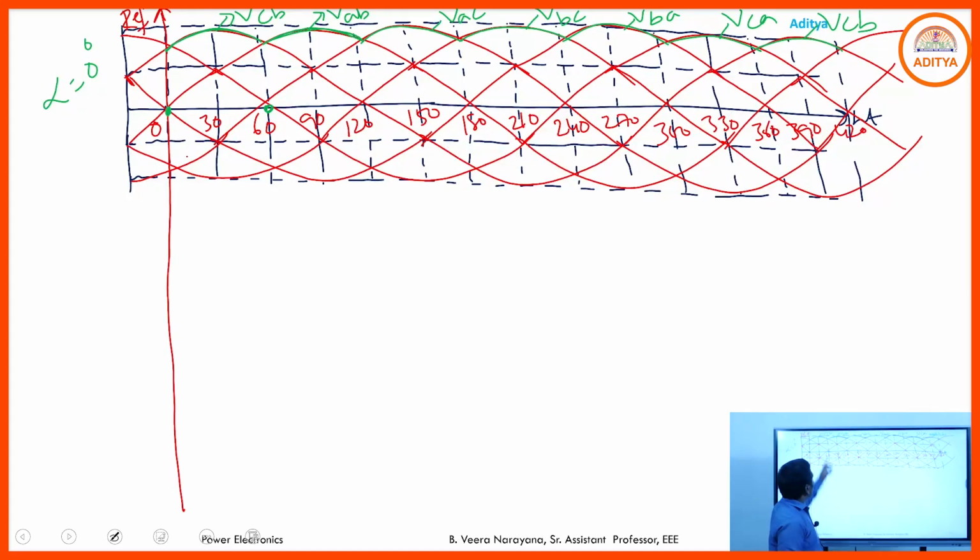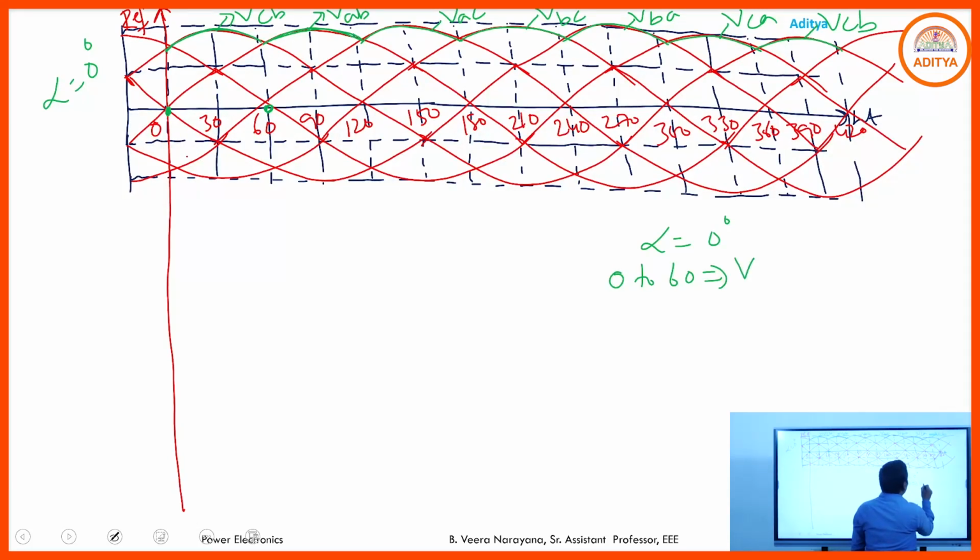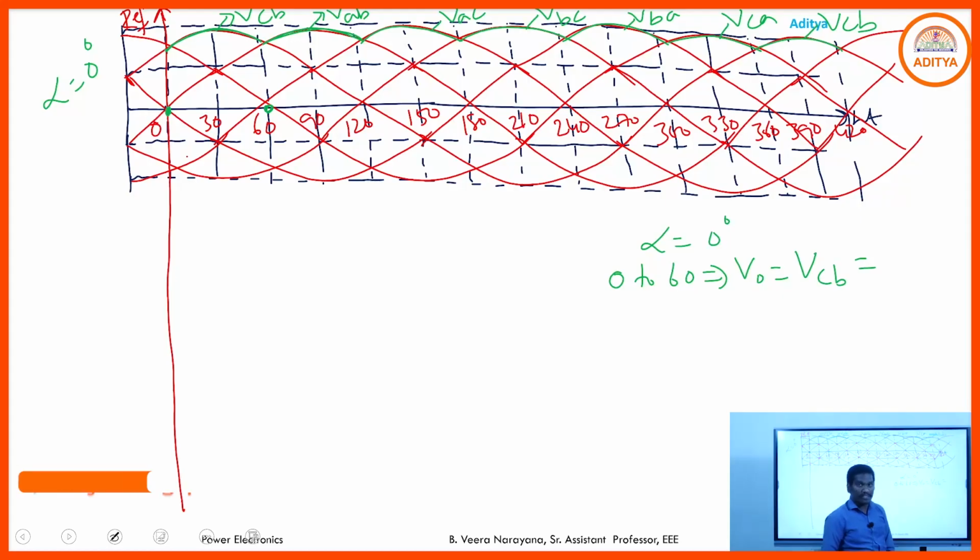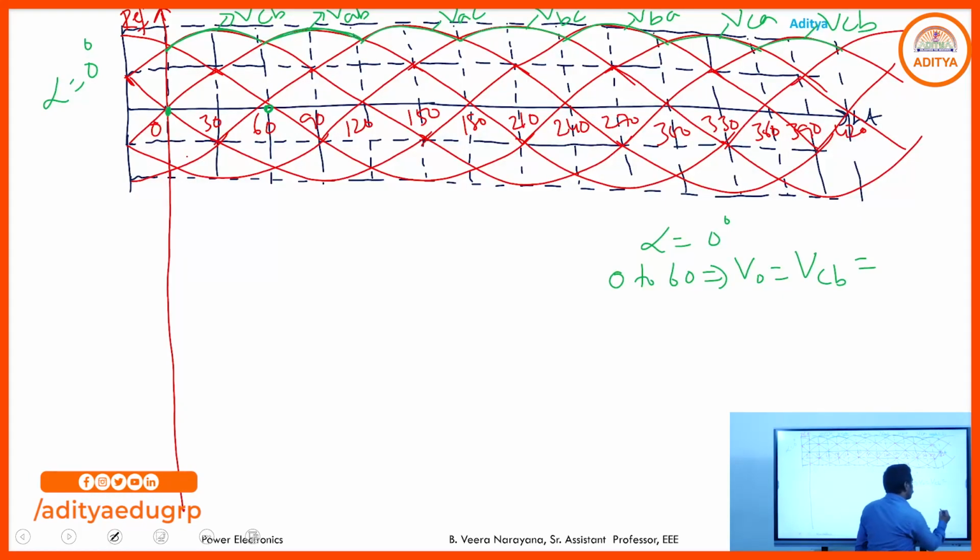So what is the meaning of VCB, VAB? If we go through that, alpha equal to 0, from 0 to 60, what is V naught? VCB. VCB means the first subscript represents the positive group SCR and the second subscript represents the negative group SCR. Here in total we have phase A, phase B, phase C.